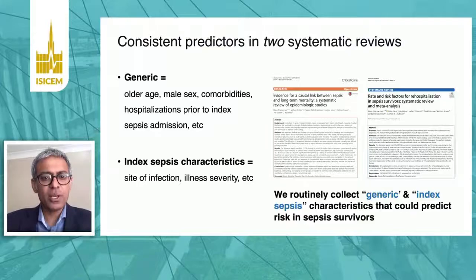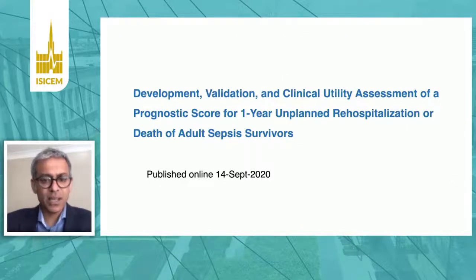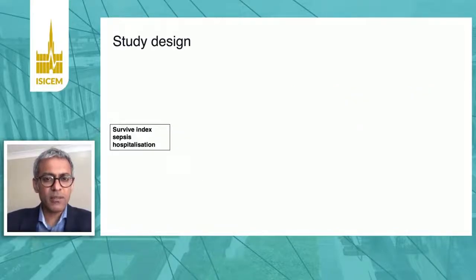And therefore, you can use this freely available information to predict a sepsis survivor's risk of long-term mortality and or unplanned rehospitalization. So in this context, we developed, validated, and assessed the clinical utility of a prognostic score for the outcome of 1 year unplanned rehospitalization or death of adult sepsis survivors. The data will be published online on the 14th of September. Let's look at a brief overview of the study design from this paper.